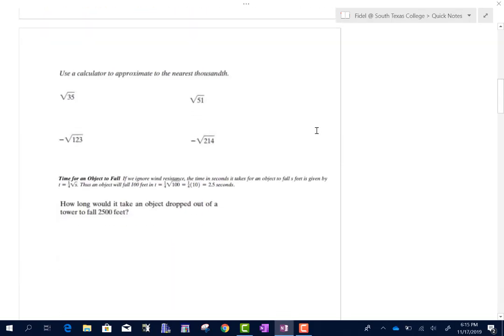Let me take a look at the next one here. Okay, so these are telling me very specifically I'm going to use a calculator. And it says approximate to the nearest thousandths. So guys, thousandths, again, just so we remember, thousandths means 3 decimal places, okay?